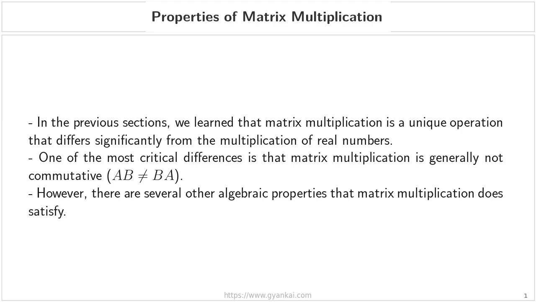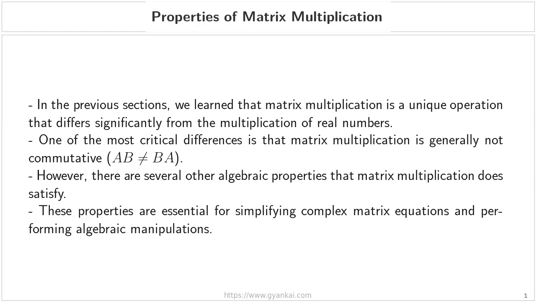However, while the commutative property does not apply, there are several other algebraic properties that matrix multiplication does satisfy. These properties are essential tools for us. They allow us to simplify complex matrix equations and perform algebraic manipulations with confidence. In the upcoming slides, we will explore these properties in detail, starting with the associative law.